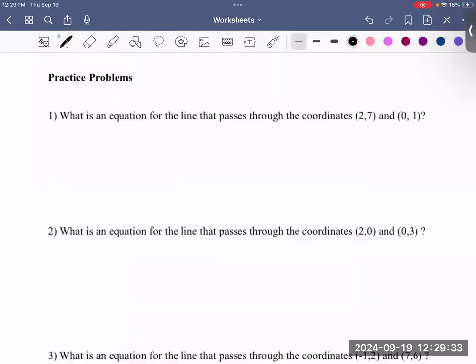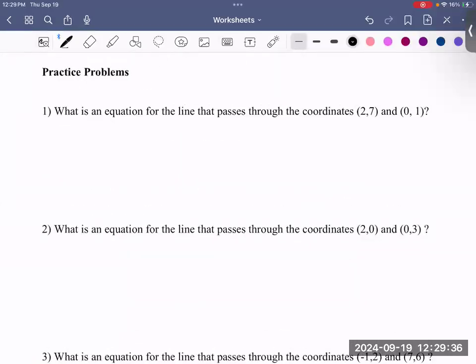So let's look at this one. It says, what is the equation of a line that passes through the coordinates (2, 7) and (0, 1)? We can label x1, y1, and x2, y2. It doesn't matter which one you use as x1, y1 or x2, y2, but first and foremost we need to find your slope. So your slope m is equal to y2 minus y1 over x2 minus x1. This is always the same.